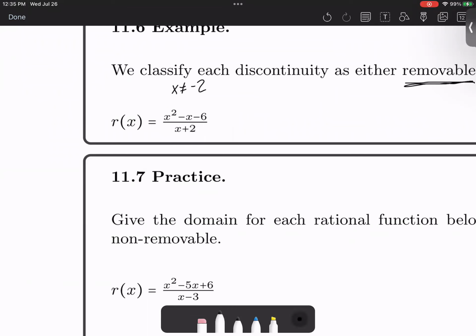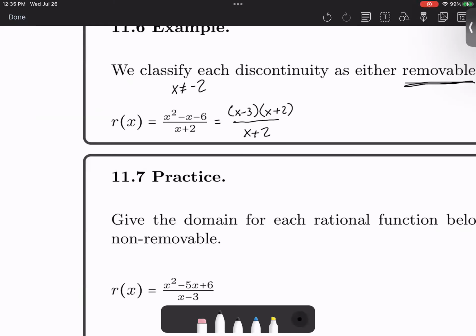So is it removable or non-removable? Let's see if we can remove it with some algebra. The x plus 2 is already as simple as it can be. That's a single factor. But this quadratic in the numerator, I think we can break up into two factors. I think it's going to be x minus 3, x plus 2. Let's double check that. x squared minus x minus 6. Yep. Okay, so that's a good factorization.